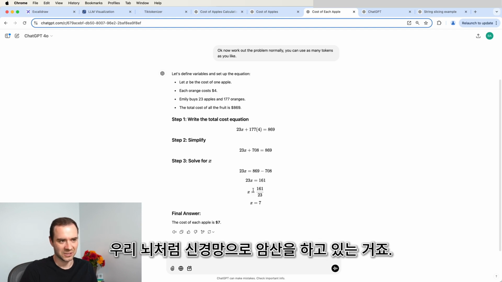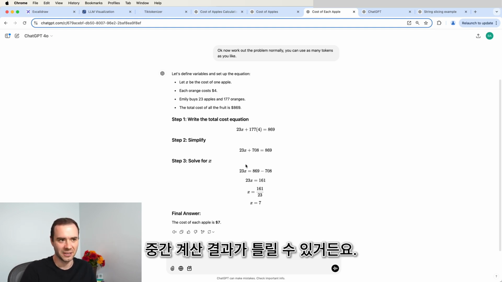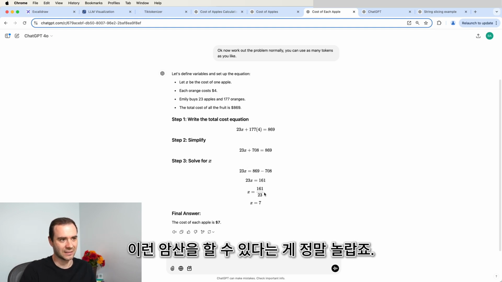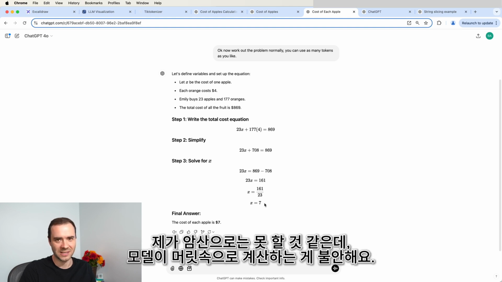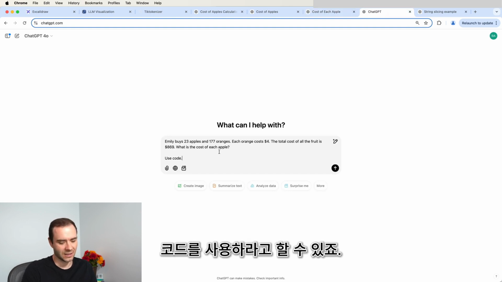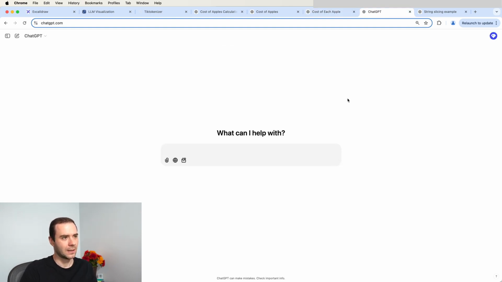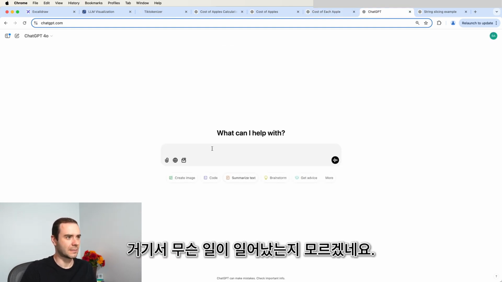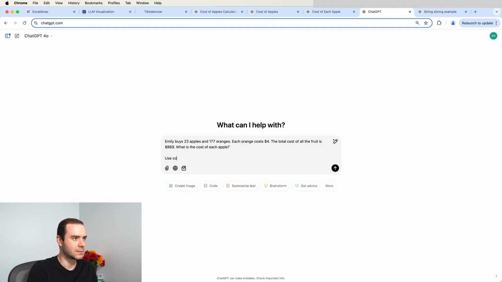We're using neural networks to do mental arithmetic, kind of like you doing mental arithmetic in your brain. It might just screw up some of the intermediate results. It's actually kind of amazing that it can even do this kind of mental arithmetic. I don't think I could do this in my head, but basically the model is doing it in its head. And I don't trust that, so I wanted to use tools. So you can say stuff like, use code.